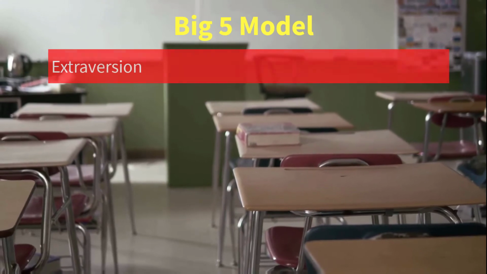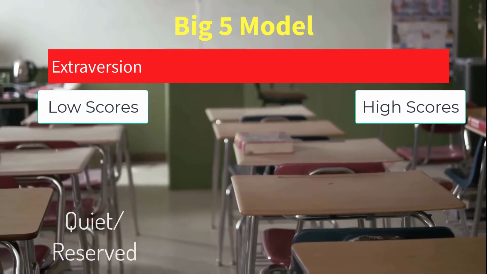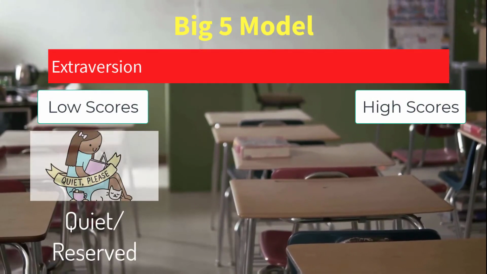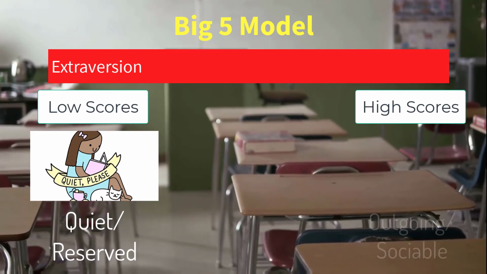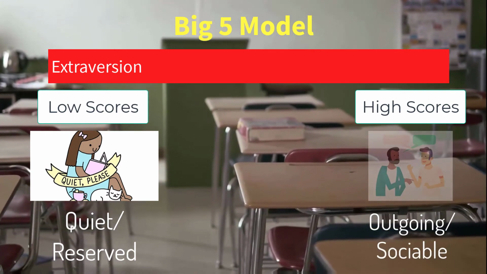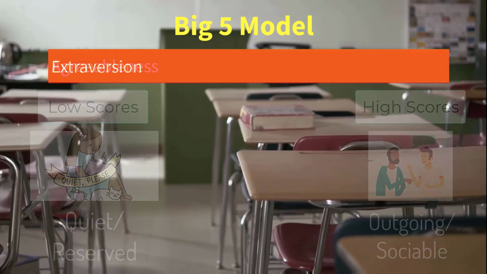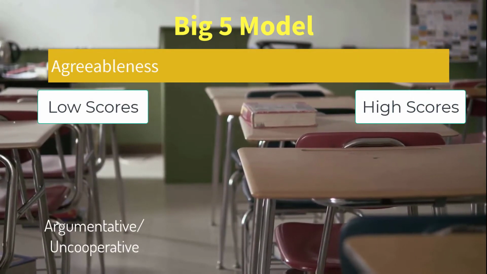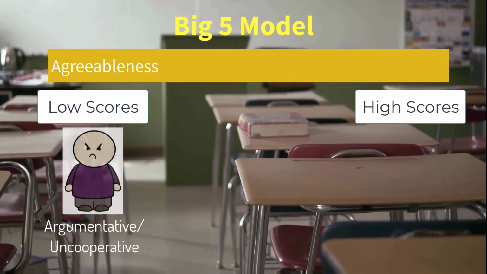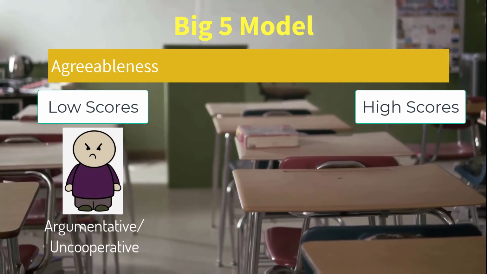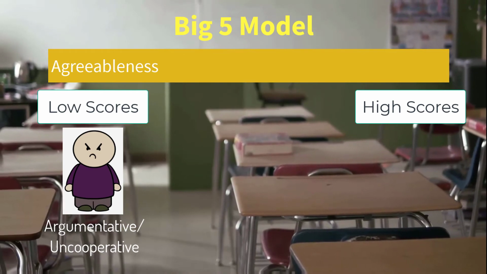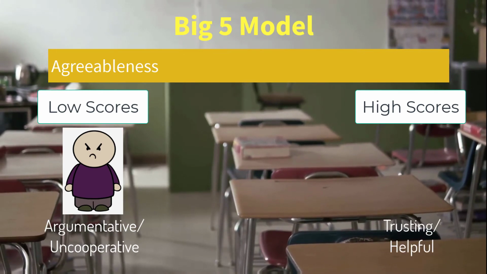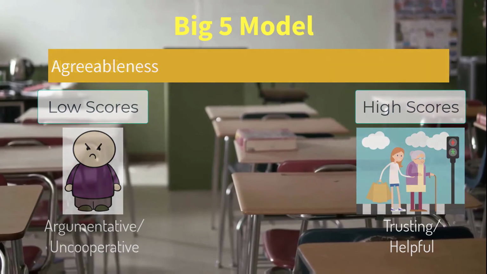Low scores on the extroversion scale will mean a person will be quiet, passive, reserved, and withdrawn. And high scores would mean they are outgoing, sociable, talkative, fun-loving, and affectionate. Low scores on the agreeableness scale will mean a person is more argumentative, ruthless, uncooperative, suspicious, and vindictive. High scores, however, will mean a person will be warm, gentle, good-natured, trusting, and helpful.